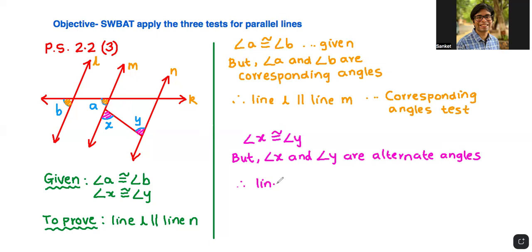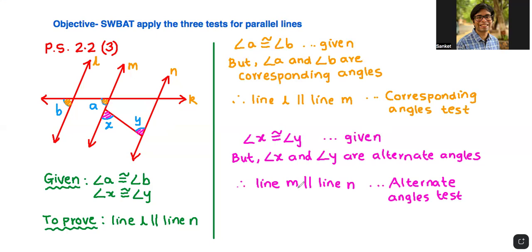Therefore, line M is parallel to line N because these are alternate angles between line M and N. And how can I say that? I can say that using the alternate angles test. What does the alternate angles test say? That if alternate angles are congruent, then the lines are parallel. The alternate angles are congruent is already given to me. Therefore, the lines are parallel.